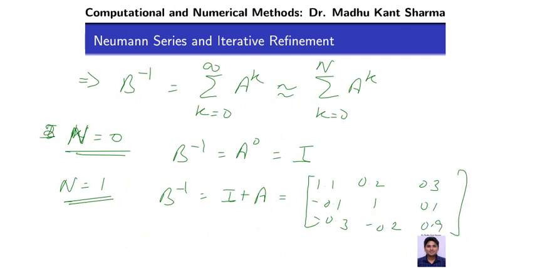Now similarly for n equals 2, you have B inverse equal to I plus A plus A square. So every time you are adding, and here you can perform a loop. In I you add A, then in the next step you add A square, in the new step you add A cube, and so on. In this way you can go till n is as large as possible, say n equals 18 or 19, and you can match it with the exact answer as well.